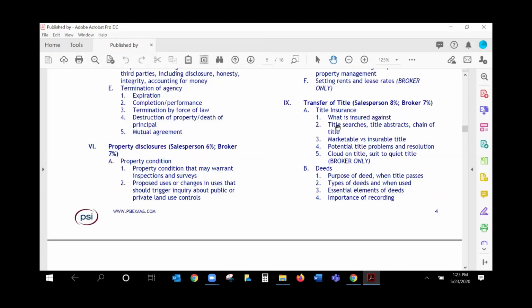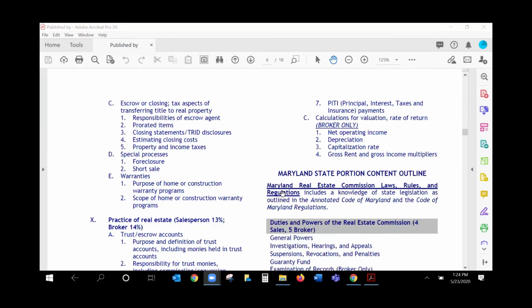Here is the transfer of title, which is the topic that we're going through. So we need to cover title insurance. We need to cover deeds. And then we also need to cover escrow at closing. And then special processes maybe. And then warranty. This one is not too big.